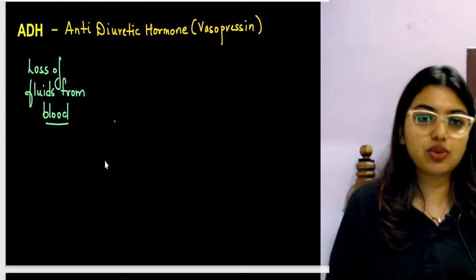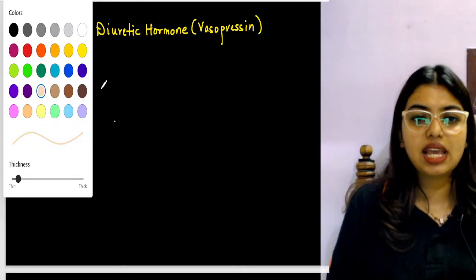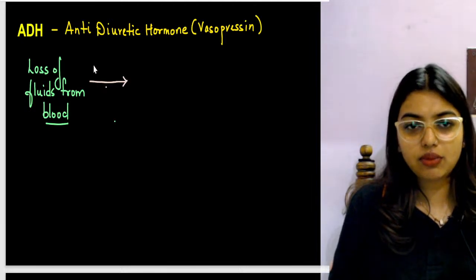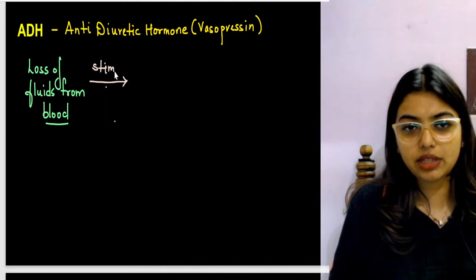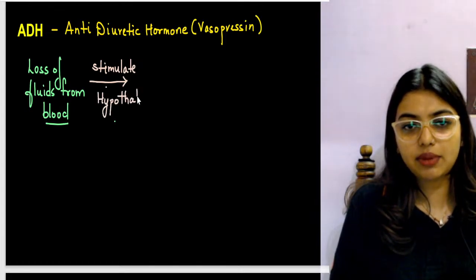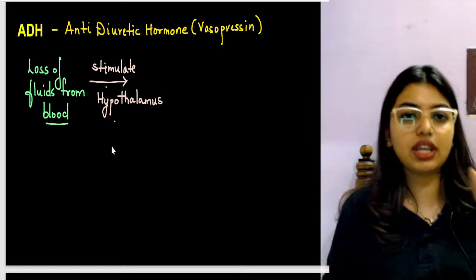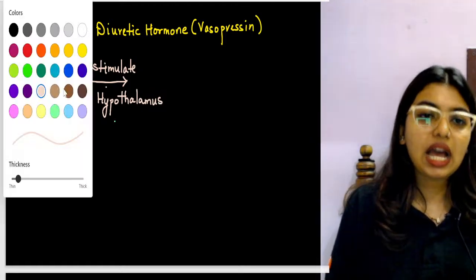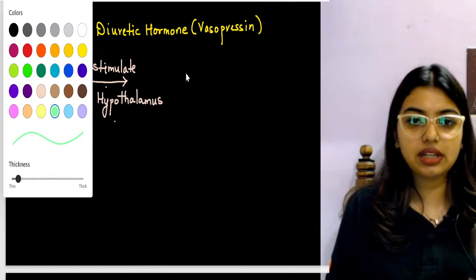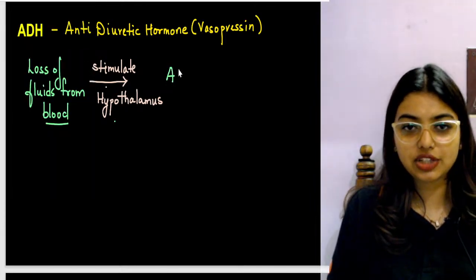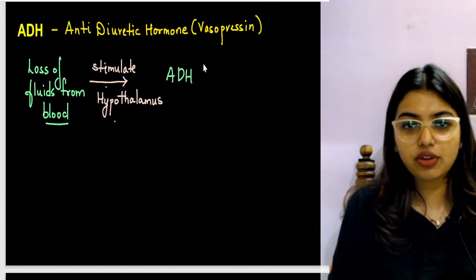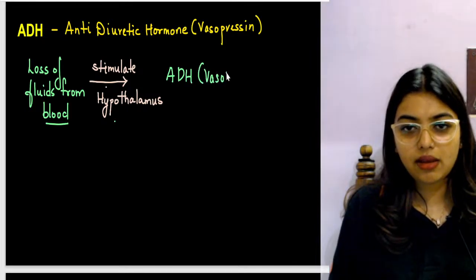Yes. Whenever such a situation happens, there is going to be stimulation. What will it stimulate? It will stimulate the hypothalamus. The body will stimulate the hypothalamus, telling there is loss of water in the body: please release something that will stop this. Otherwise, the person will go through dehydration. So the hypothalamus will stimulate your ADH, or your vasopressin. Release of vasopressin will be stimulated.